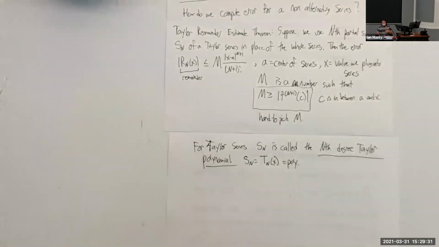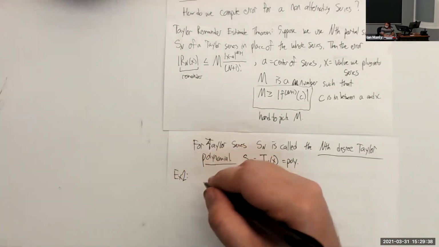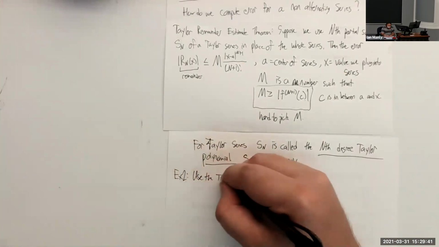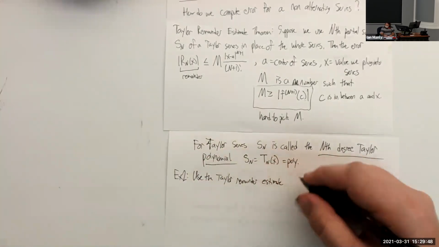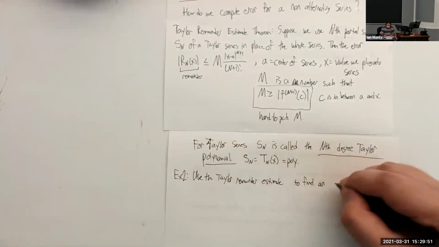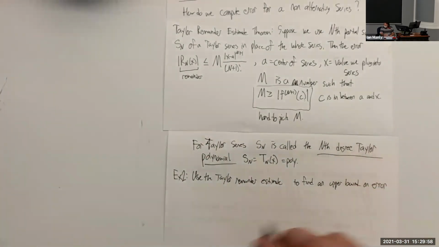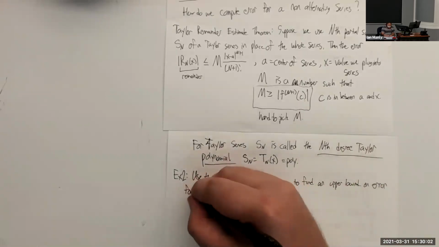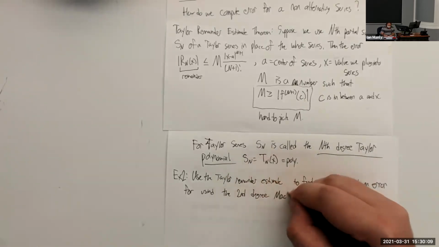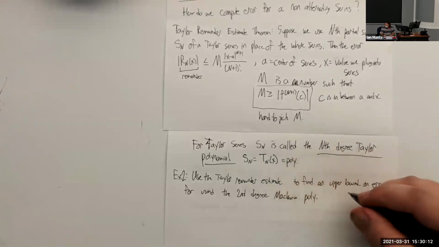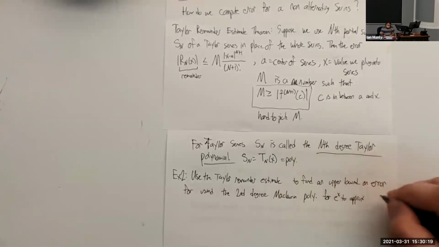Okay, this is all a bit abstract. So why don't we ground ourselves and actually do an example here to illustrate what's happening. Okay, so use the Taylor remainder estimate to find an upper bound on the error for using the second degree Maclaurin polynomial for e to the x to approximate the square root of e.